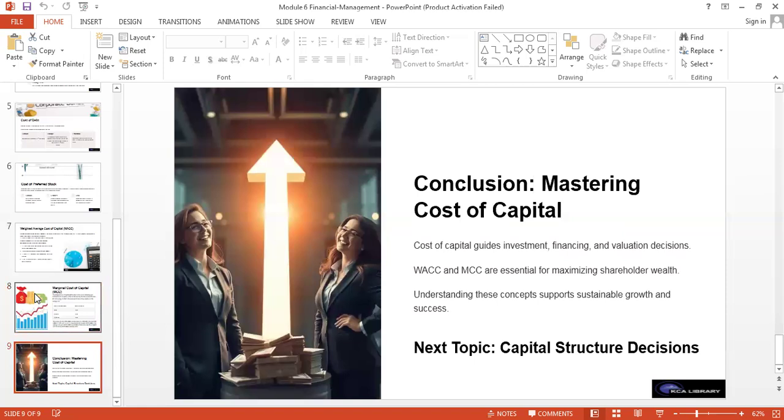In conclusion, cost of capital guides investment, financing, and valuation decisions. So WACC and MCC are essential for maximizing shareholders' wealth. Understanding these concepts supports sustainable growth and success.